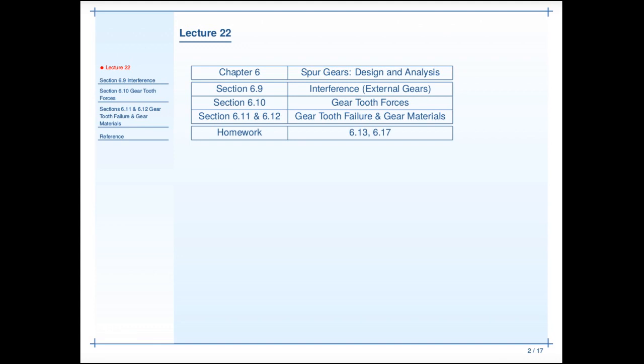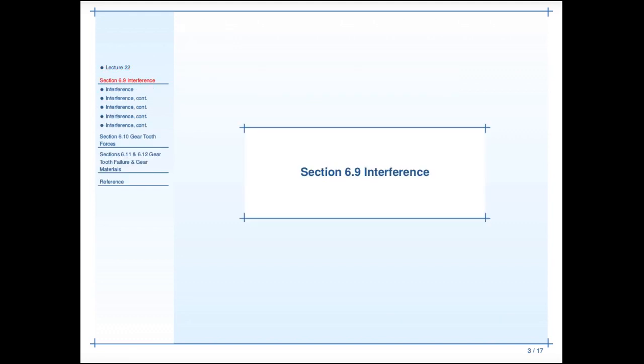This lecture covers a portion of Chapter 6, specifically Section 6.9, which discusses interference, which we'll get to in a moment, 6.10, gear tooth forces, and then we'll also have a few words about Sections 6.11 and 6.12 so that we can talk about failures in gear materials. As always, I urge you to read the relevant sections in the book. I'm covering the high points, but you should be looking for additional information.